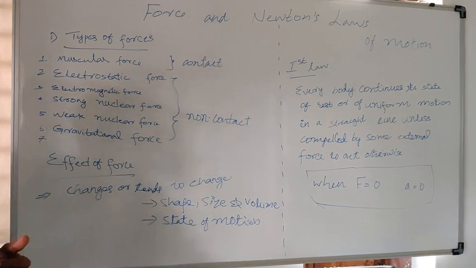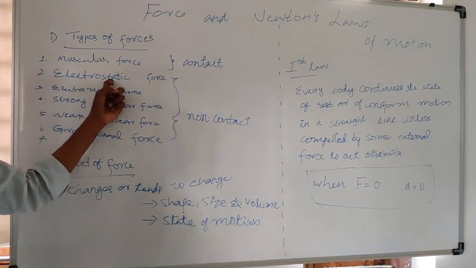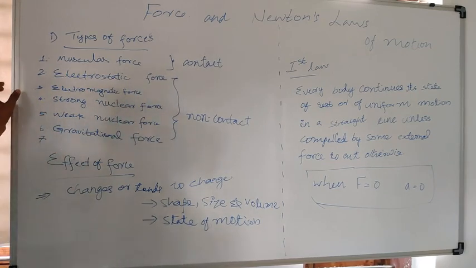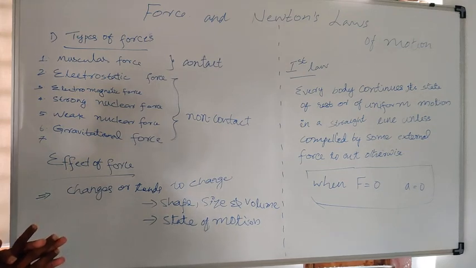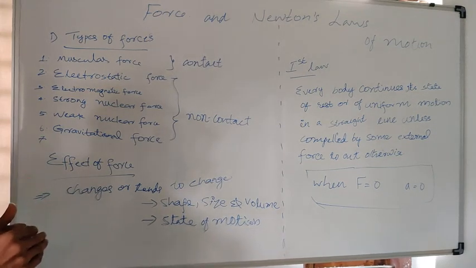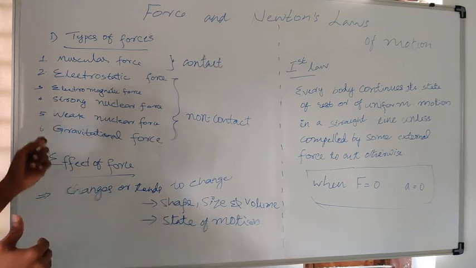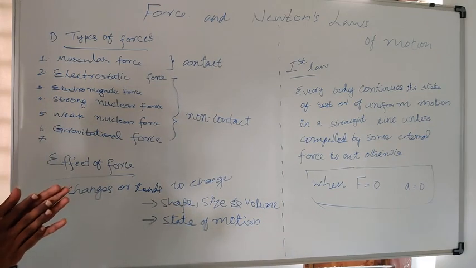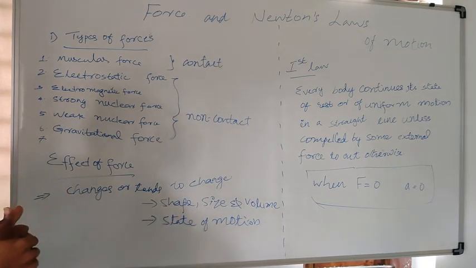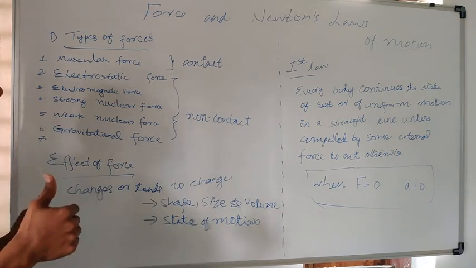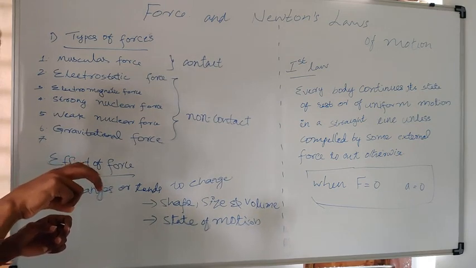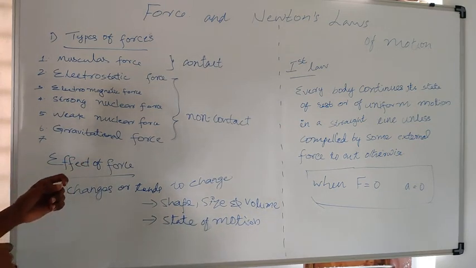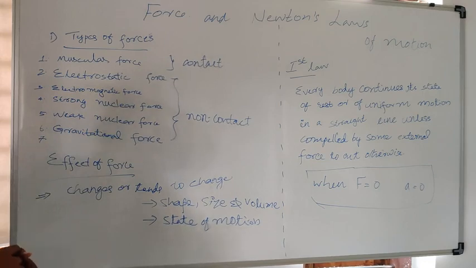Electrostatic force is due to the charge of the particles. Then electromagnetic force. Electromagnetic force is also because of charge, but here the charge is in motion. When the charge is in motion, a magnetic field is also produced. This magnetic field interacts, and because of it a force can be experienced, which is known as electromagnetic force.